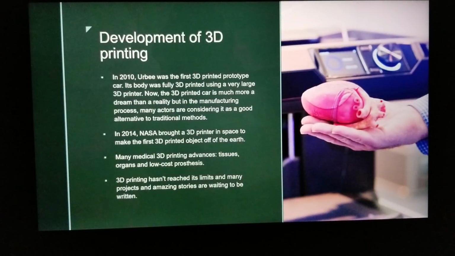Development of 3D printing. In 2010, Urbee was the first 3D printed prototype car. Although it is still a dream, many are considering it as a good alternative to the traditional methods. In 2014, NASA sent a 3D printer to space to make the first 3D printed object off of the Earth. Many medical 3D printing advances followed, from tissue and organs to low-cost prosthetics. 3D printing hasn't reached its limits, and many projects and amazing stories are waiting to be written.